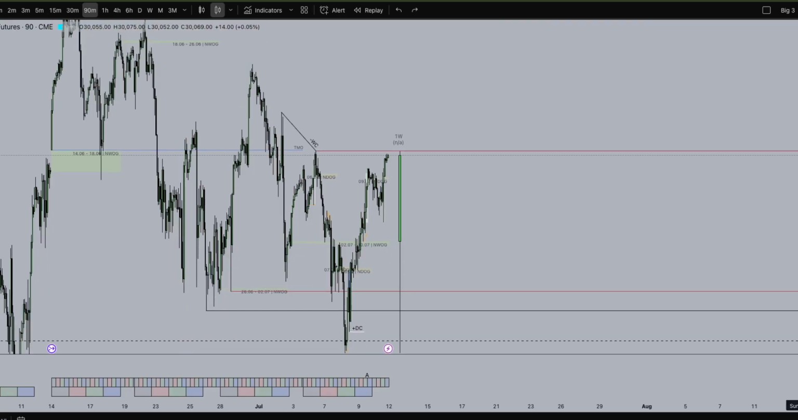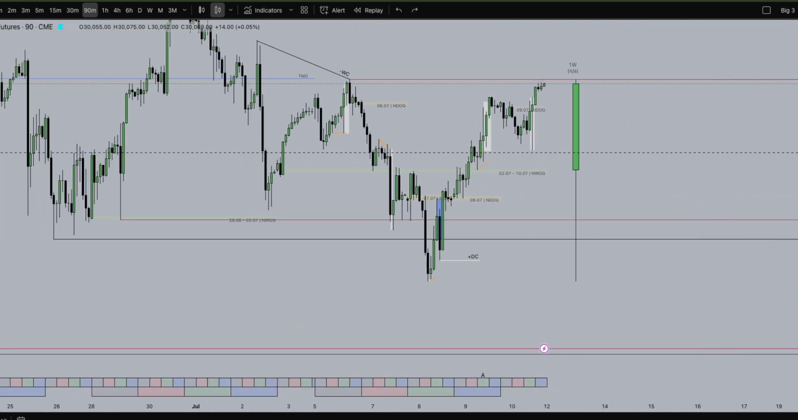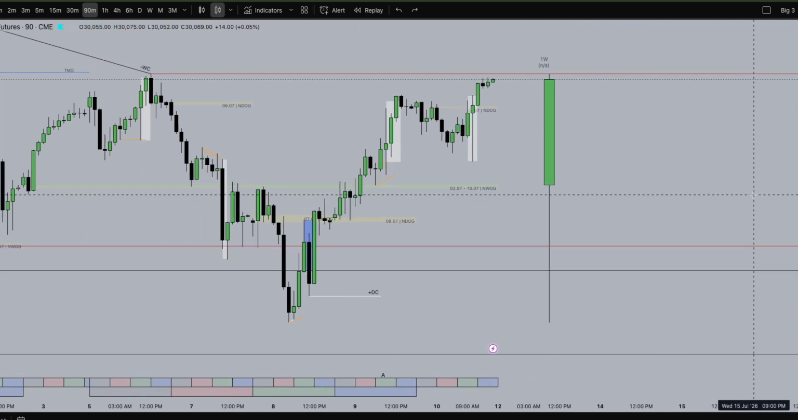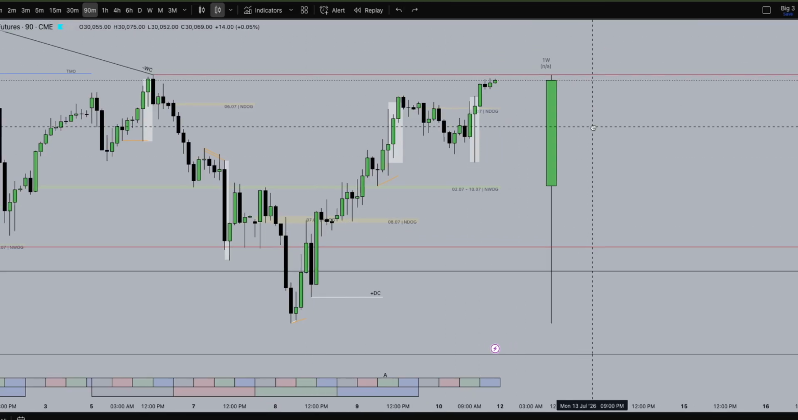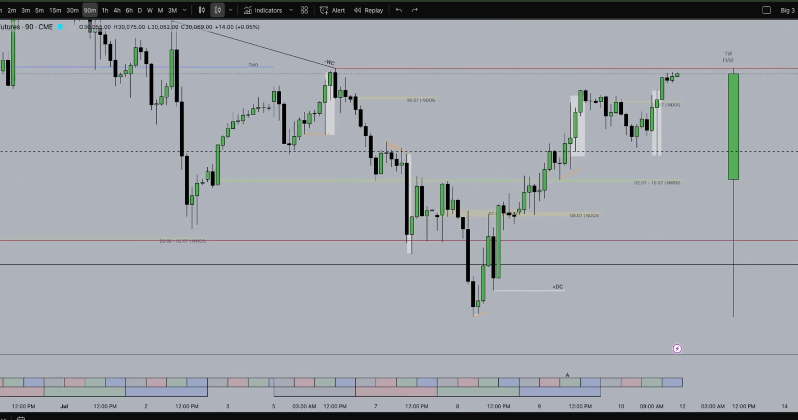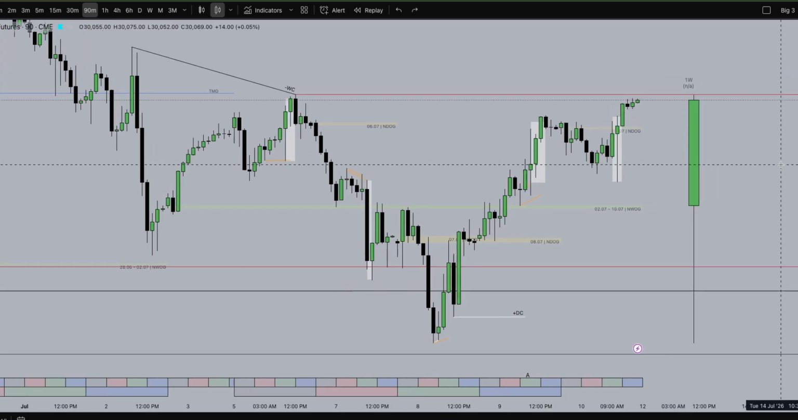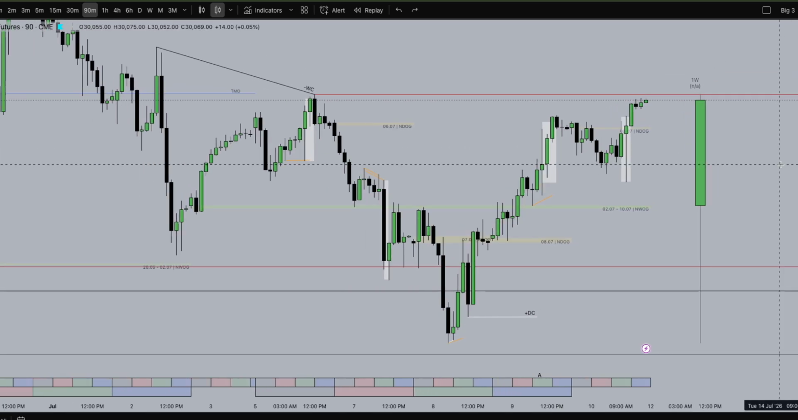Pretty clean week for 3 days. I think 3 out of 5 days is not a bad week whatsoever, especially when you could have traded all the days and probably could have made some money. So anyway, that is the recap. I hope this helps you read the weekly price action a little bit better.